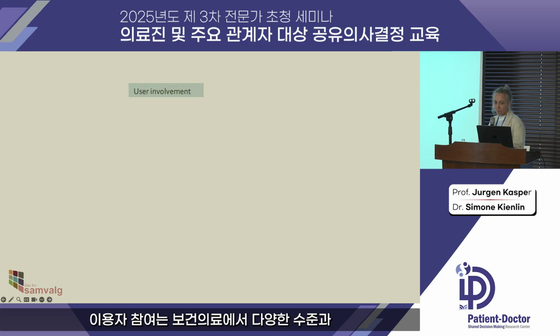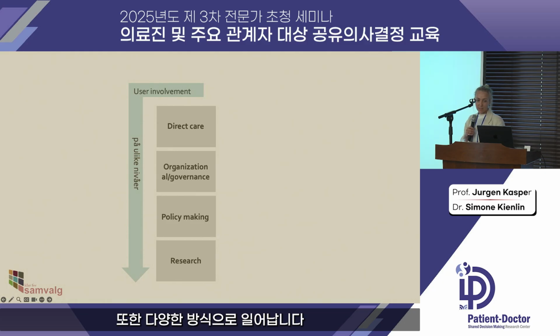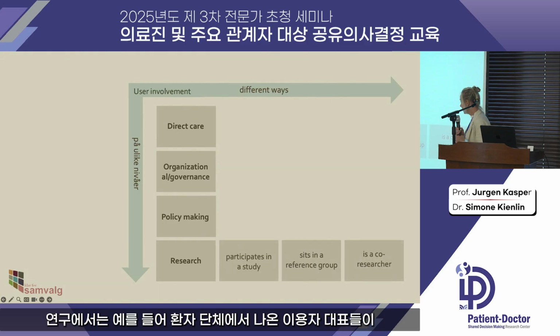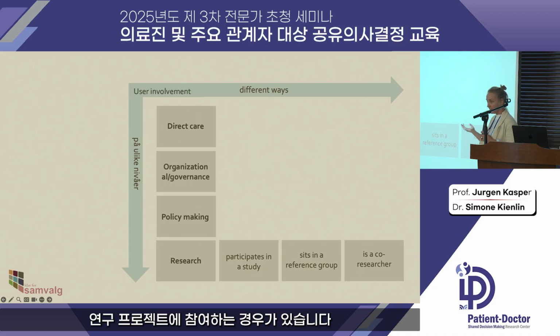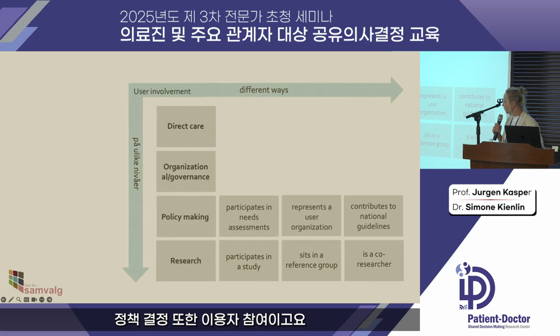So user involvement in healthcare can happen on many different levels, and it can happen in many different ways. I know that there are many researchers here. In research, we have user representatives from patient organizations, for example, in research projects. That's one kind of user involvement. In policy making, we also have user involvement.